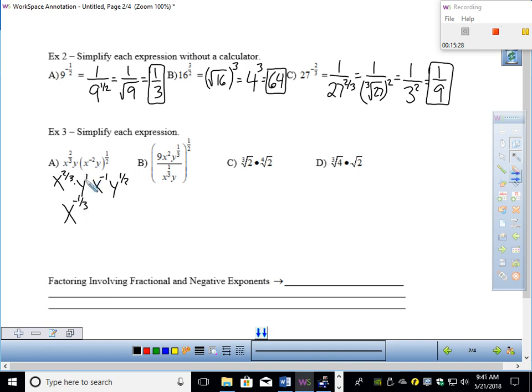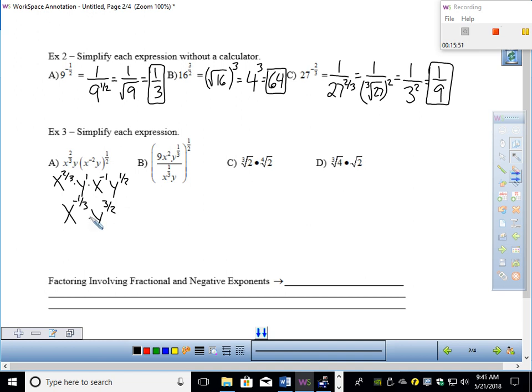And then same thing here. So I'm going to keep my base y, but I'm going to add the exponents. So I think of this as 2/2 plus 1/2, and 2/2 plus 1/2 gives us 3/2. So really super close at this stage.